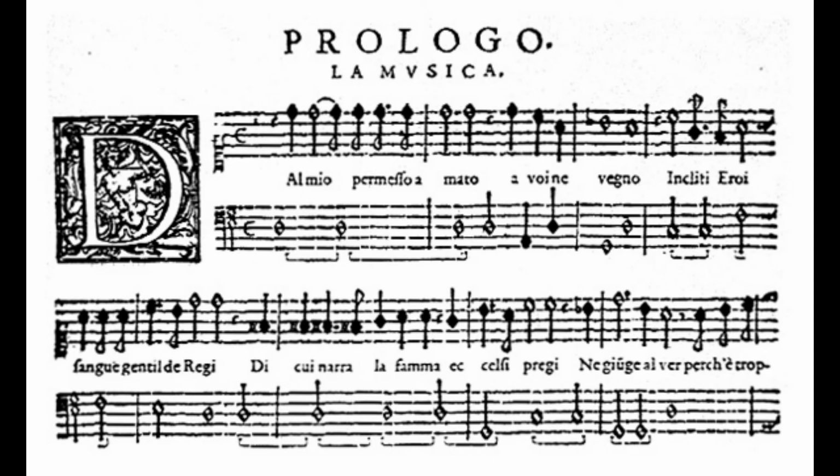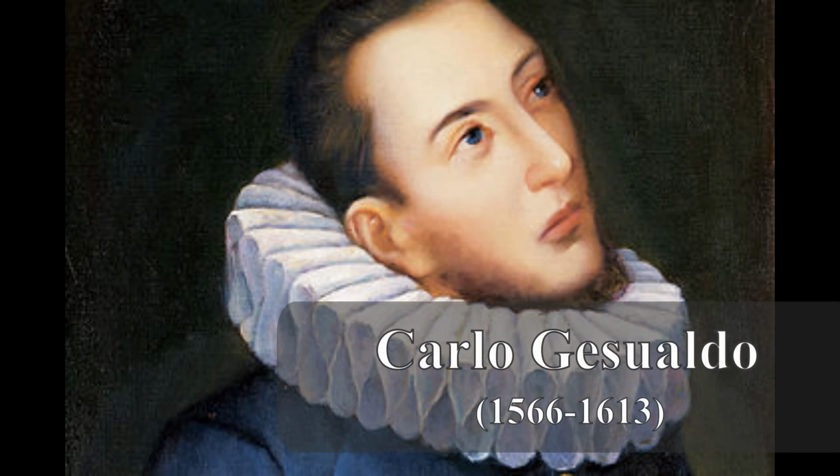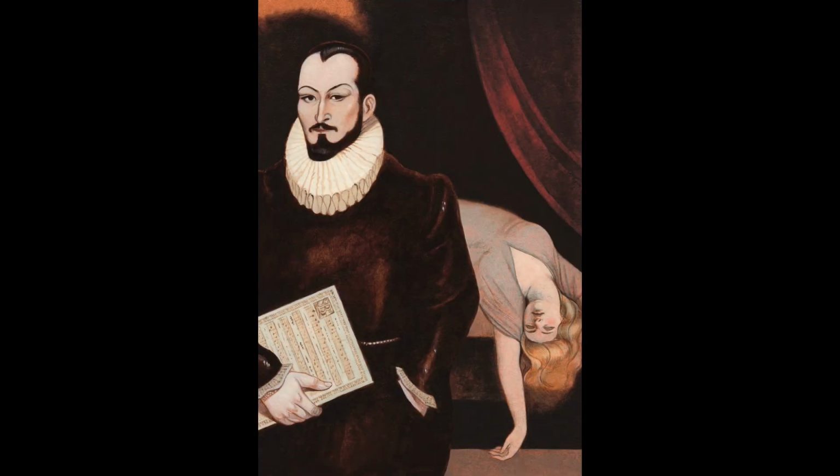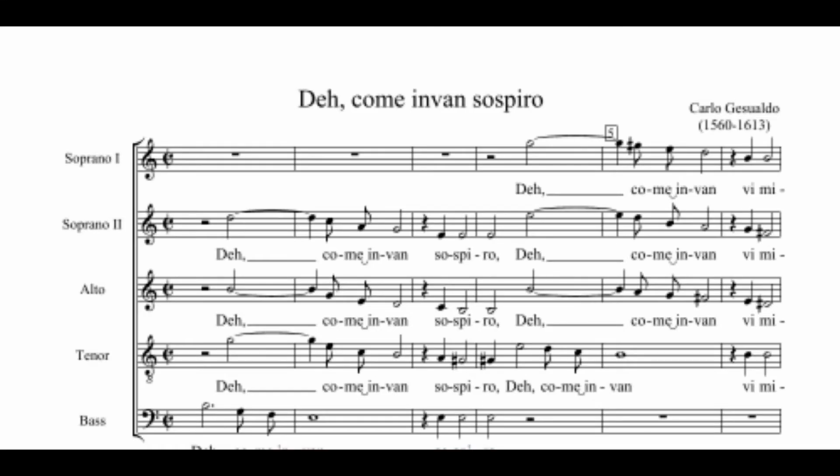The ultimate stage of the Italian madrigal was reached by Carlo Gesualdo, the Prince of Venosa. Gesualdo had a notorious reputation as he ordered the murder of his unfaithful wife and her lover. His music engaged in deeply emotional and personal texts coupled with fully saturated harmonic progressions and chromaticism.